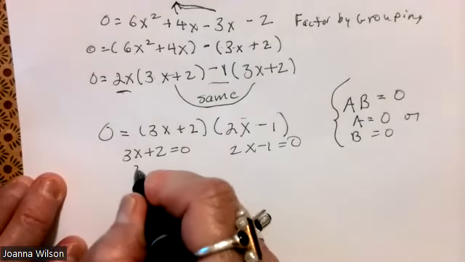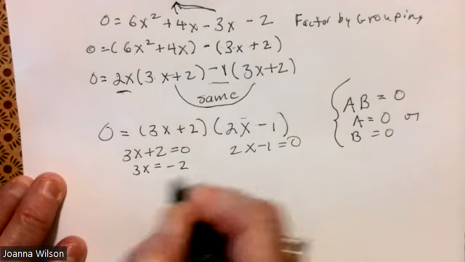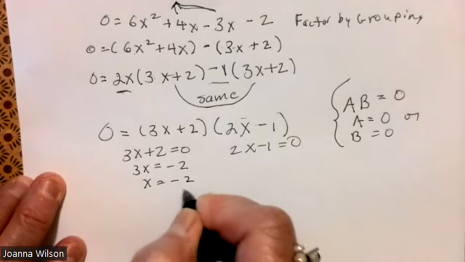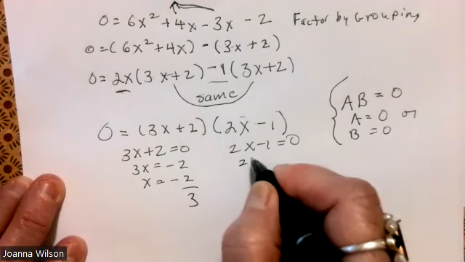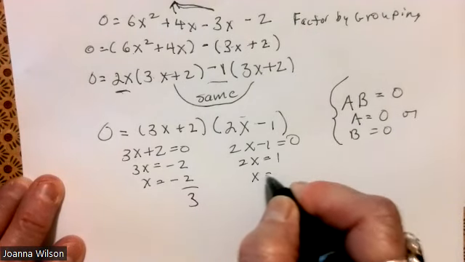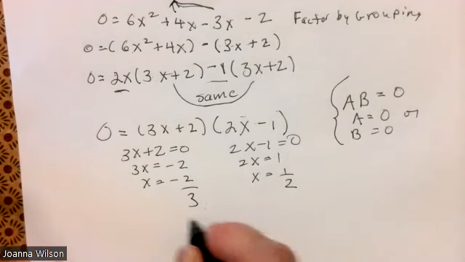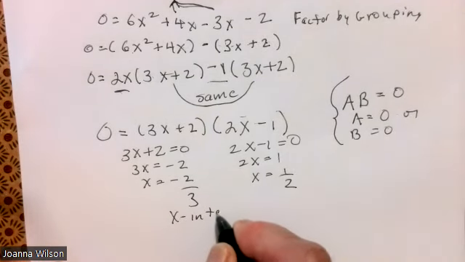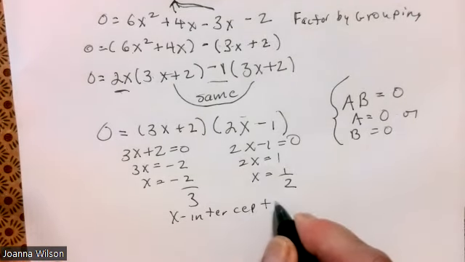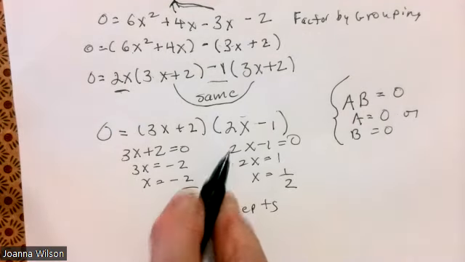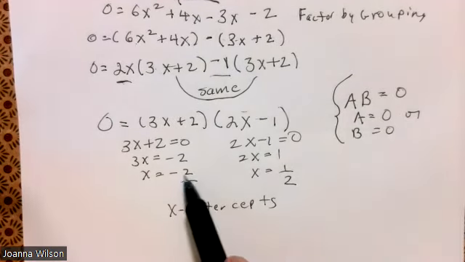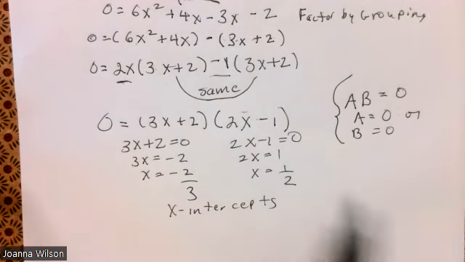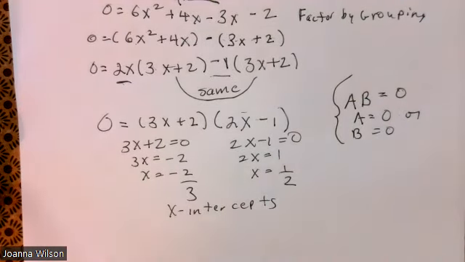So then I'll have 3x equals -2, or x equals -2/3. And here I'll have 2x equal 1, or x equal 1/2. So these are the x-intercepts. And when a quadratic function factors, your x-intercepts are going to be rational numbers. So what that means is it won't have square roots and stuff in here.